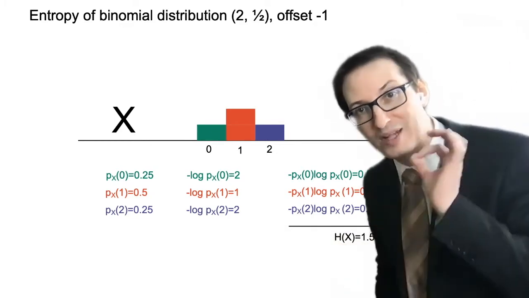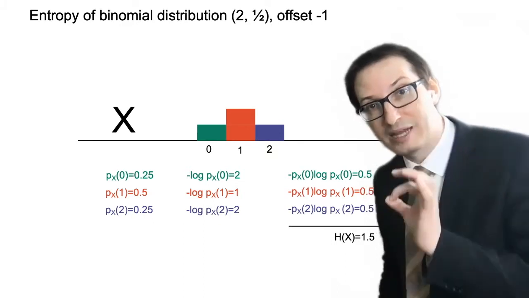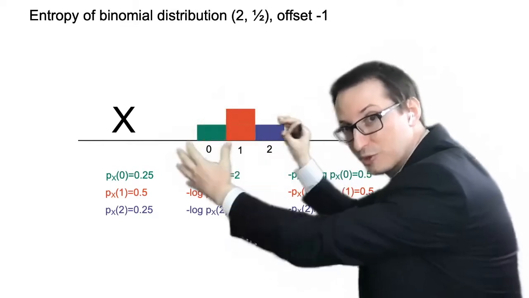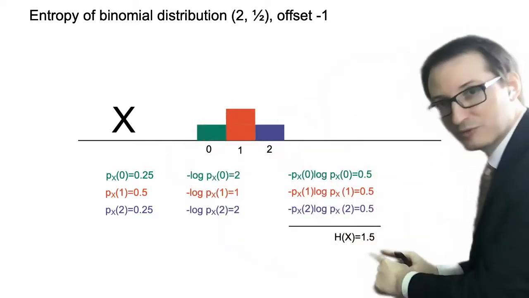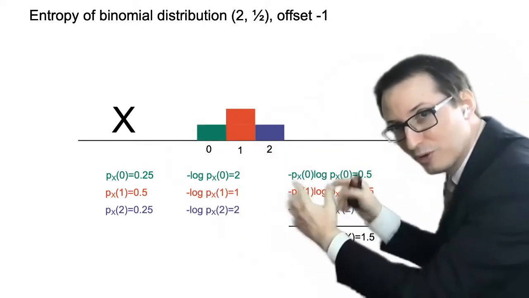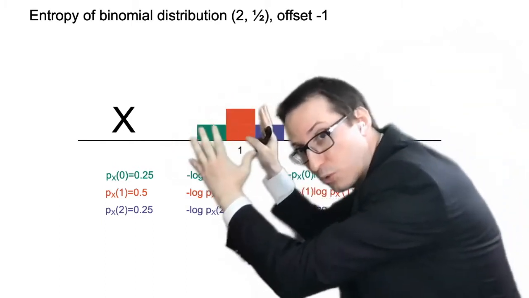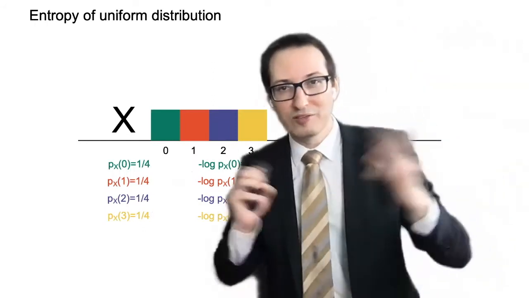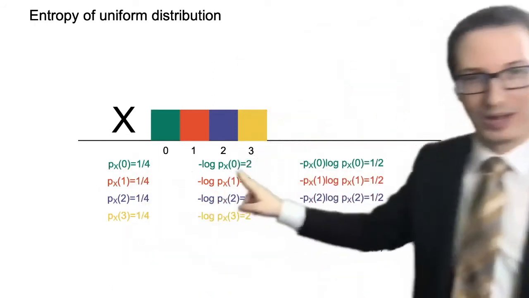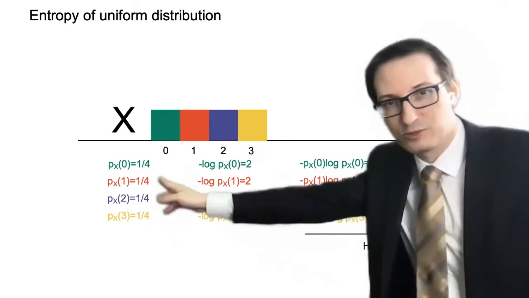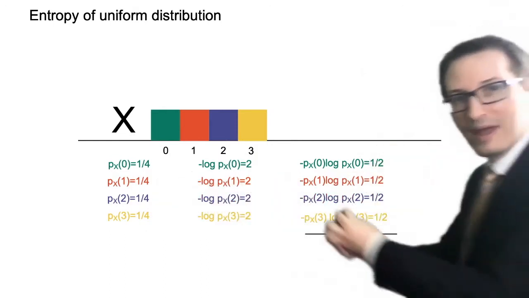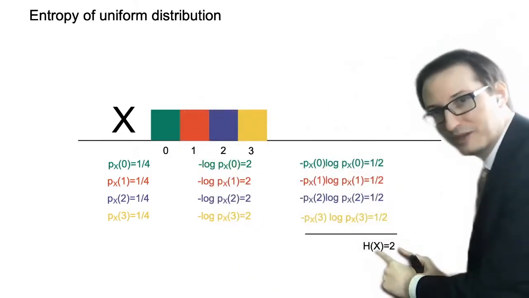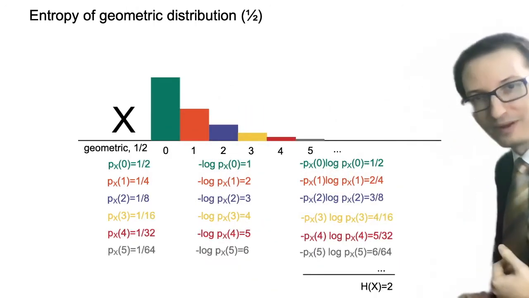So here I get an entropy of 1.5. Again, I repeat, what is this 1.5? It's the entropy of all of that. The entire distribution has the entropy 1.5, not a value of that. The entire distribution as a whole has the entropy 1.5. Uniform distribution, 1/4 each. Well, then minus log P is two, and then I do the multiplications and sum. The uniform distribution as a whole has the entropy two. It's an actual number. All right.